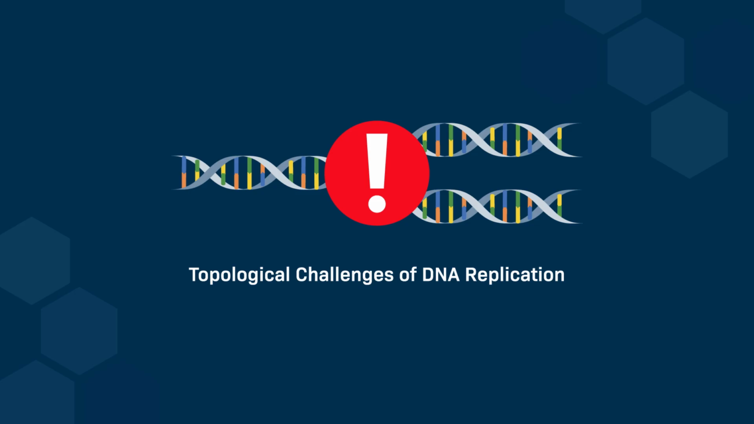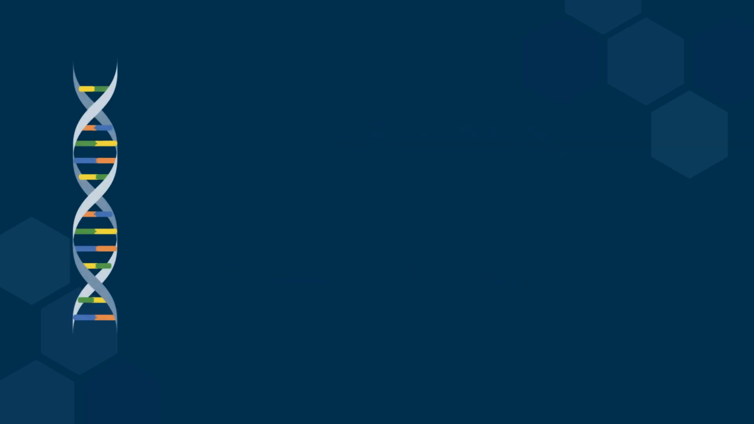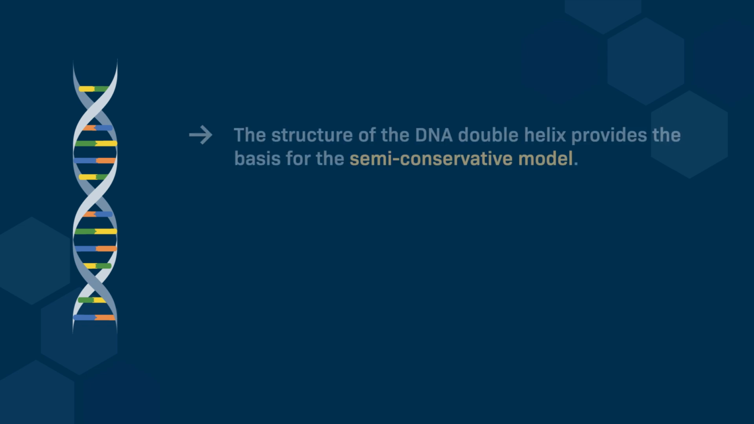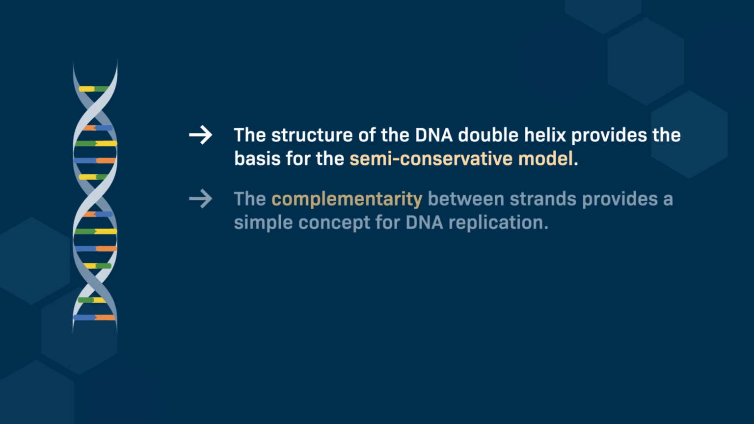What lessons have we learned so far about the structure of DNA? The structure of DNA is a double helix. This secondary structure provides the basis for semi-conservative replication. The complementarity between the two strands offers a straightforward concept for DNA replication.